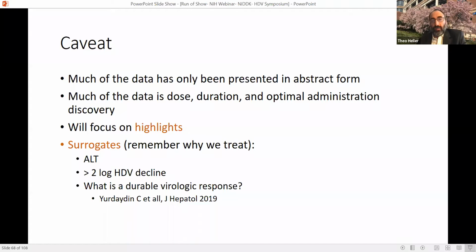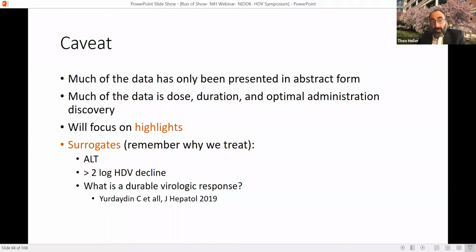And I also want to point out that for most of these studies, we're using surrogates. Remember why we treat. The first slide, we spoke about death, cirrhosis, and HCC. But here we're using factors like ALT, more than a 2-log decline in HDV RNA. And we have to ask what a durable virologic response is.